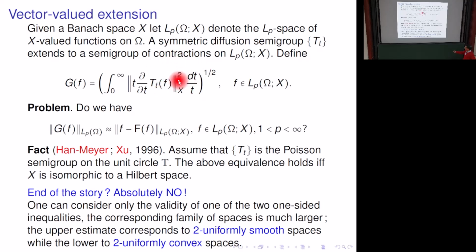But in the geometry of Banach spaces, we can consider more general Banach spaces, for example, q-uniformly smooth or q-uniformly convex. Just replace 2 by some other number q. So I'm going to consider some general q-variation of this square function.